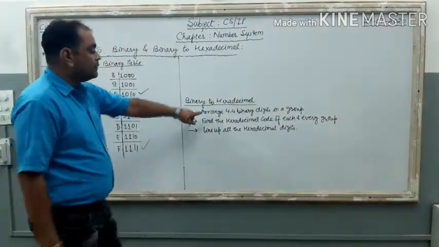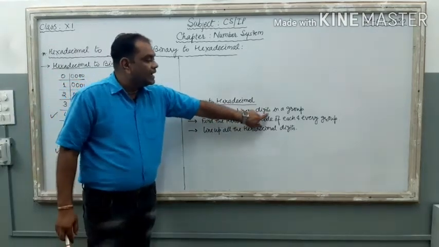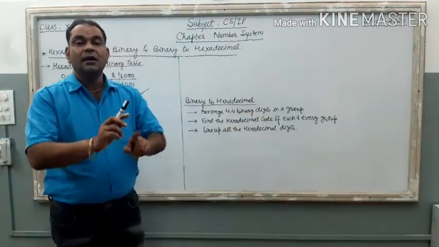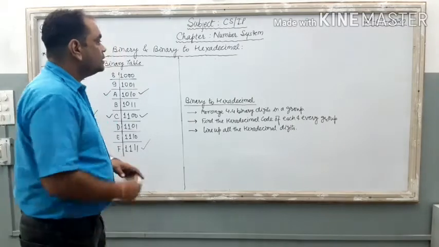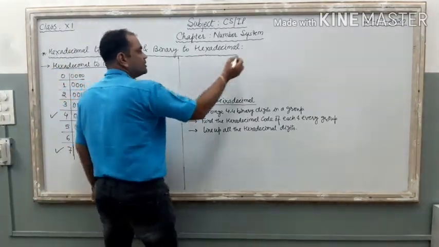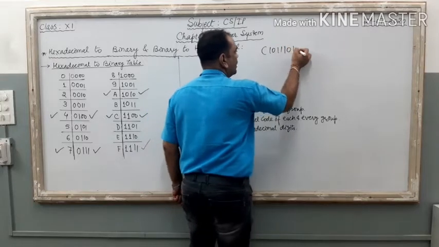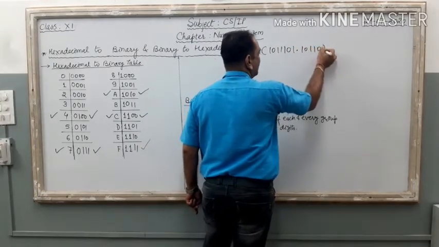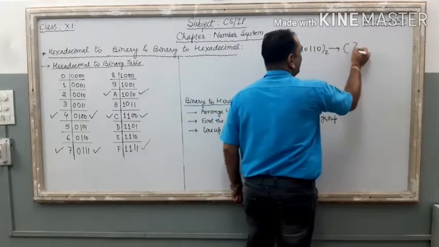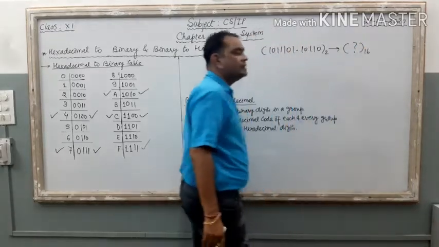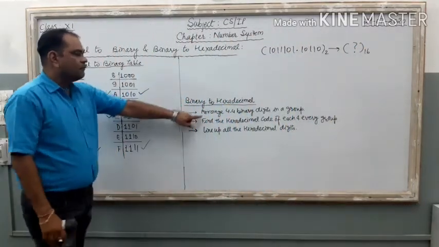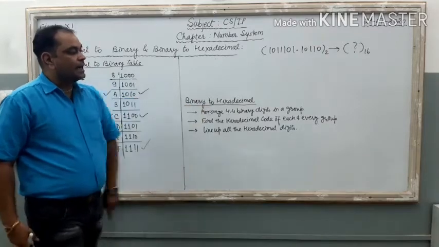So what do we do now? Arrange 4 binary digits in a single group. The first point. So suppose the question is this one, 1011101.10110. It is a binary value and we have to convert it into hexadecimal. Right? First step, arrange 4 binary digits in a group.